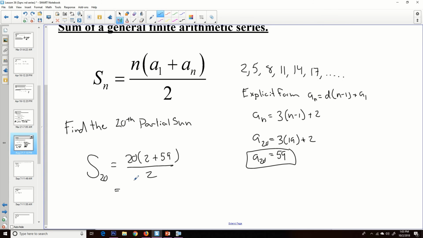And so let's see here. I can reduce here. 2 goes into 20 10 times. So I get 10 times 61, which is 610. So if I were to add up the first 20 terms of this particular sequence, I get 610.